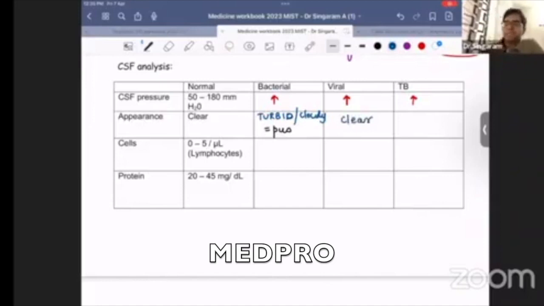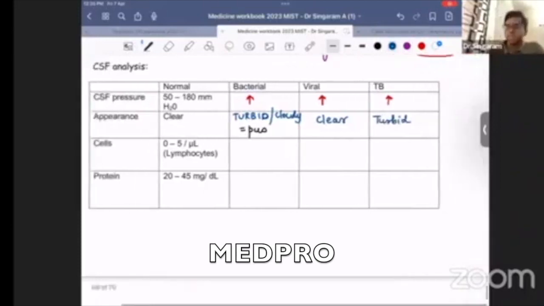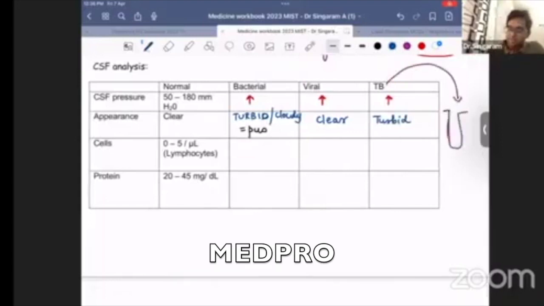Tuberculosis again is a bacterial infection, so again, it will be turbid in appearance. And in tuberculosis, there's a very special finding, which I'm sure in your micro classes you have learned. If you take the CSF in a test tube and let it stand like this, after some time you will see clots formed in the CSF. A lot of clots are present in the CSF.